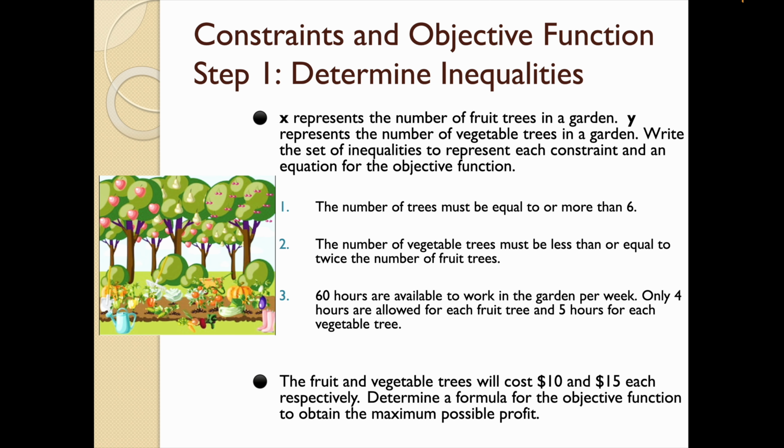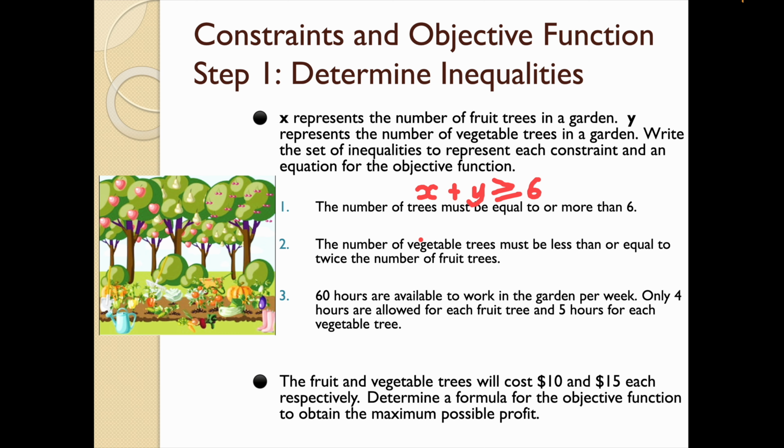All right, so this is what we have here now. X represents the number of fruit trees in a garden, Y represents the number of vegetable trees in a garden. We have to write a set of inequalities to represent each constraint and an equation for the objective function. So the number of trees must be equal to or more than 6. The number of trees is represented by what? We have fruit trees and vegetable trees, so it should be X plus Y, because this represents the total number of trees, has to be more than or equal to 6.